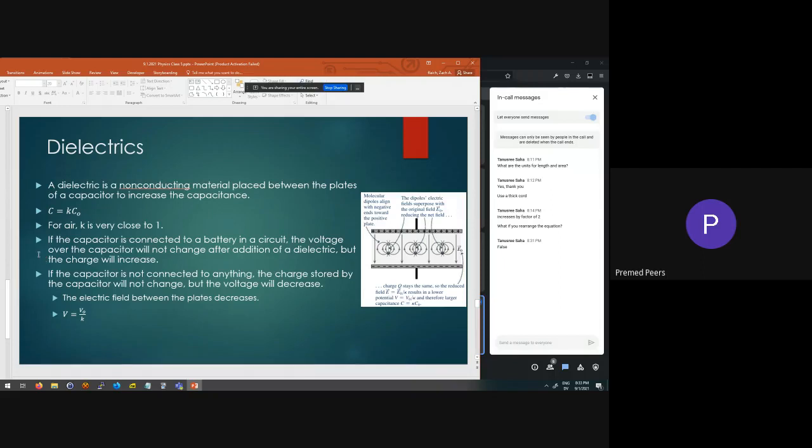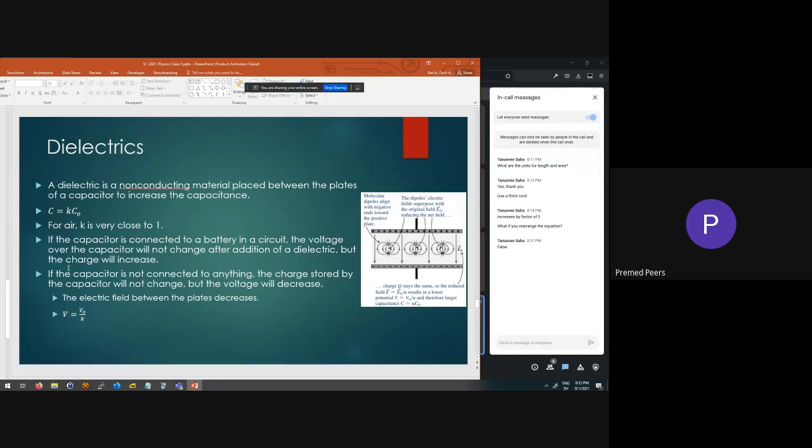You can see here the reason why. The specific reason is really not important here, but essentially it creates an opposing electric field and decreases the electric field within the capacitor, which in turn decreases the voltage. But if we're storing more charge at a lower voltage, that means it has a greater capacitance.